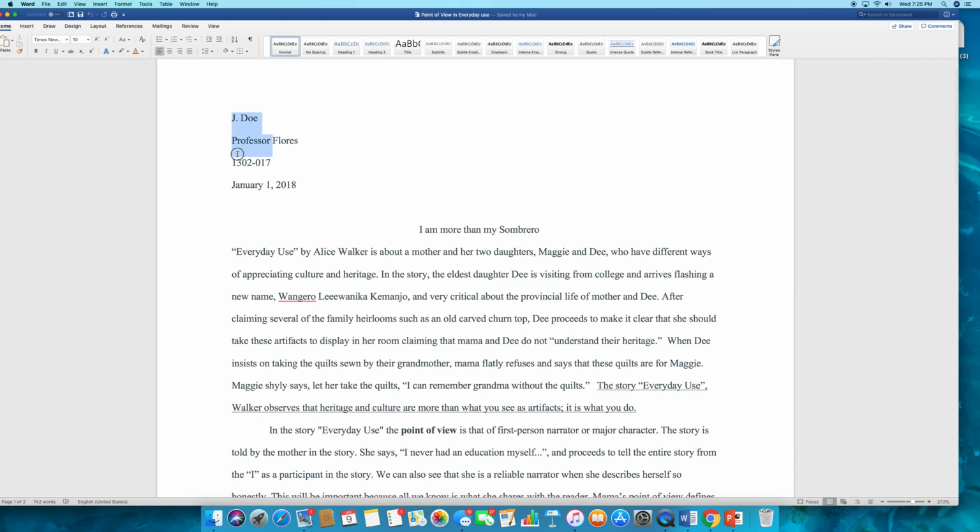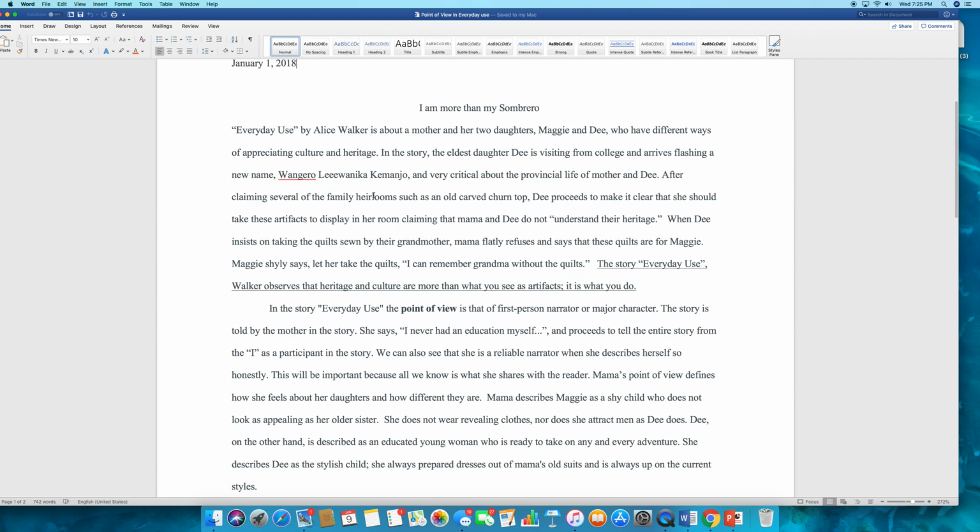Identify your paper. Come up with a nice title. I like this one: I Am More Than My Sombrero. And it gives me a sense of where this paper is going. We're analyzing a story that you're familiar with, Everyday Use, Alice Walker. As you can see, punctuate the title. Make sure that the name of the writer is spelled correctly. Everyday Use by Alice Walker.